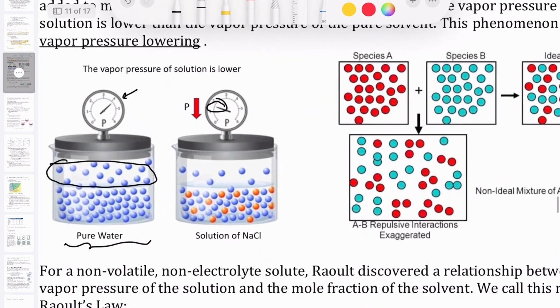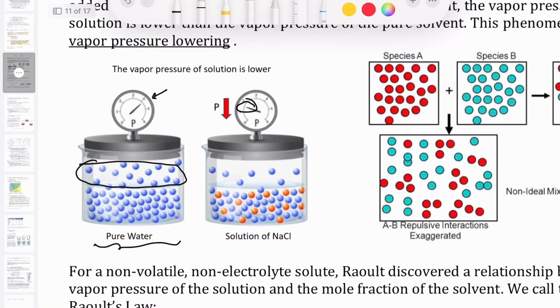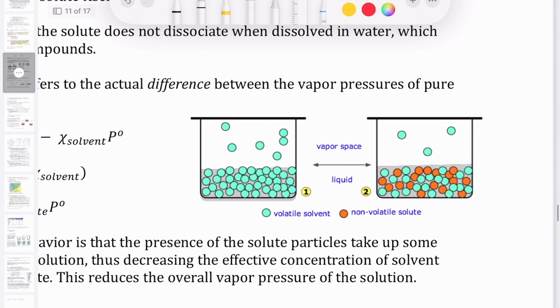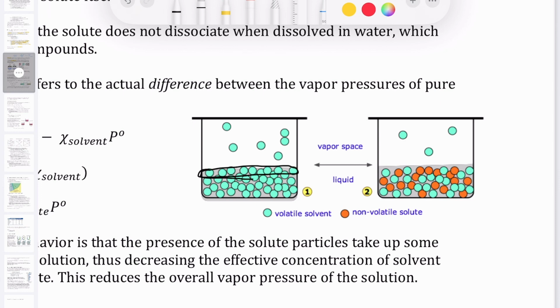The explanation for this is actually not too difficult. There's a couple of ways to explain this, but I'm going to use the simpler explanation, which is that when you add some of that solute into the solvent, this is what happens. So initially, all the molecules on the surface of the liquid are able to escape and become the gas particles that generate that vapor pressure.